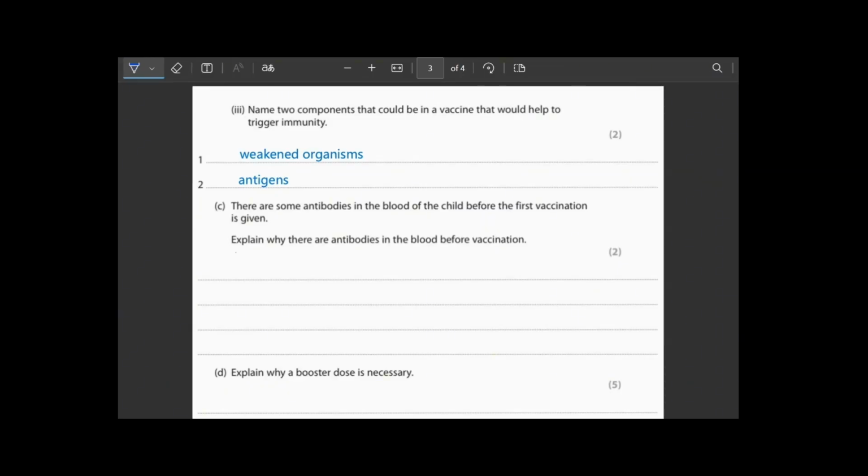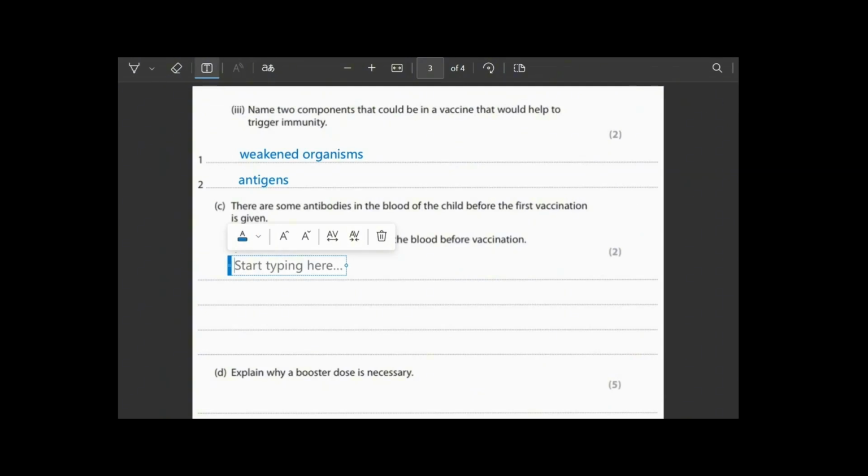So the source for this child can be the mother. It clearly means that it is passed from the mother to the child. There are two possible ways. One is via the breast milk when the child has been breastfed, and the second possibility is that the antibodies passed to the child through the uterus, across the placenta, when the child was still in the uterus. All right, so let's write this answer down.